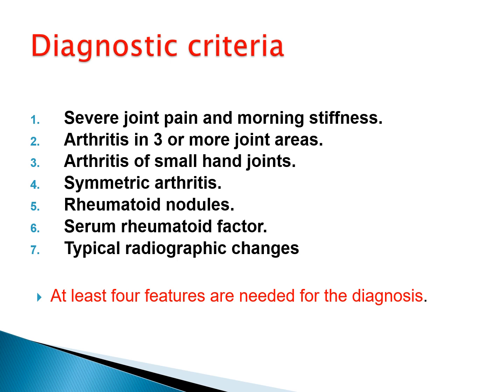Arthritis of the small hand joints, symmetric arthritis, that is bilateral involvement of the left and right joints, the presence of rheumatoid nodules, presence of serum rheumatoid factor, and the typical radiographic changes that I told you about. If 4 of these criteria are present, then we can diagnose rheumatoid arthritis.